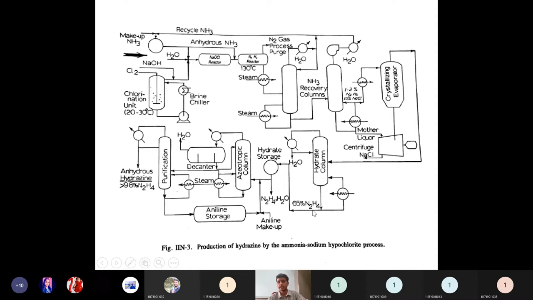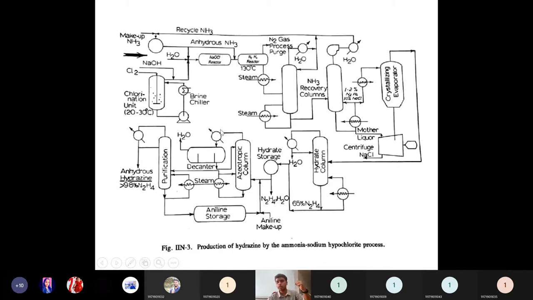Then this 60% hydrazine, which is in an azeotropic form with water, will be separated using an azeotropic column, in which, in an extractive distillation, we need to use a third component. That is, aniline will be used as the third component. So aniline will be supplied here. Then aniline will form an azeotrope with water, or aniline will dissolve the water which is there with the hydrazine.